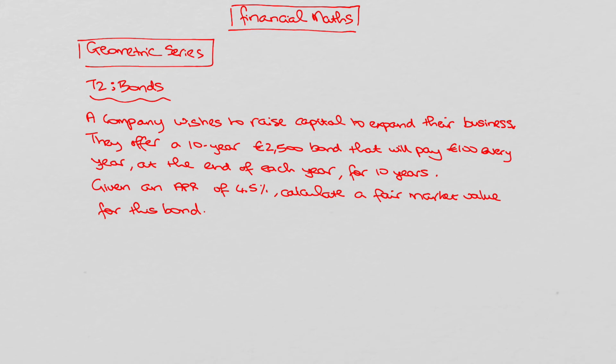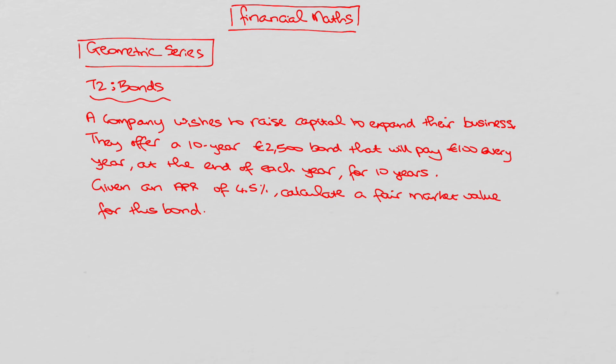In this type, we're looking at bonds, and generally we're looking for the present value of the bond. So that means we're going to be working out the sum of the future payments in the present day. So you're kind of working backwards. You're going to be getting the sum of the present values.